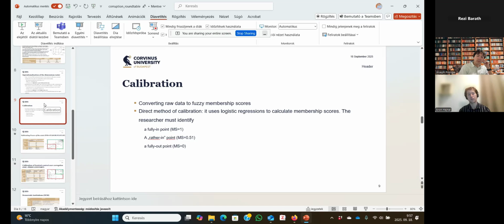And the most important point is the rather in point, which is the cutoff value, meaning a membership score of 0.51. This is when you can already say that the house is rather big than small. This is very critical because ideal type assignment will depend exactly on how you define the cutoff point. For instance, with the houses example, you could say that this rather in point is 70 square meters, and then the house is rather big than small. This is the most critical among the 3 points. For each raw variable, we have to define these 3 points, and based on that, a function calculates the membership score.